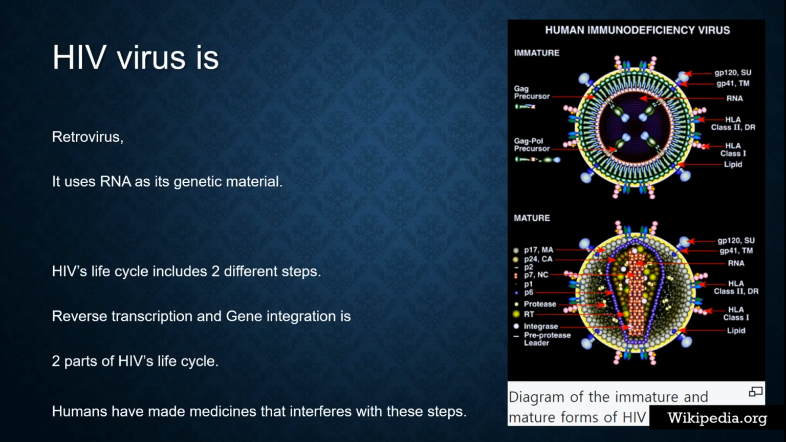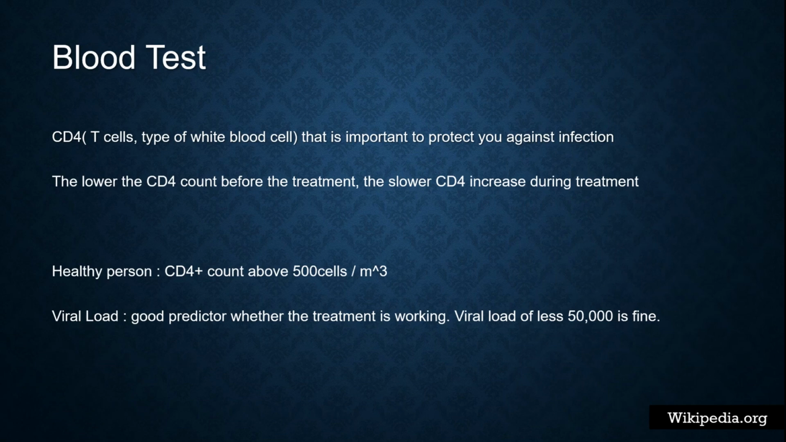HIV virus is a retrovirus and it uses RNA as its genetic material. HIV's life cycle includes two different steps: the reverse transcription step and the gene integration step. There are two parts. Humans have made medicines that interfere with these steps. We do the blood test for tracking HIV.